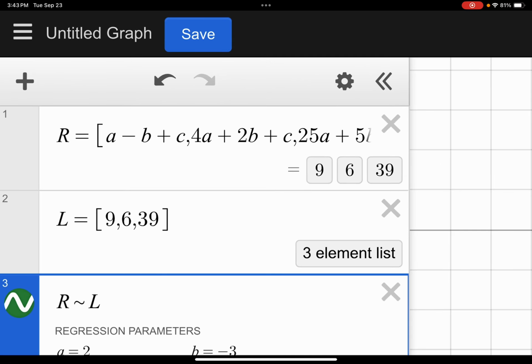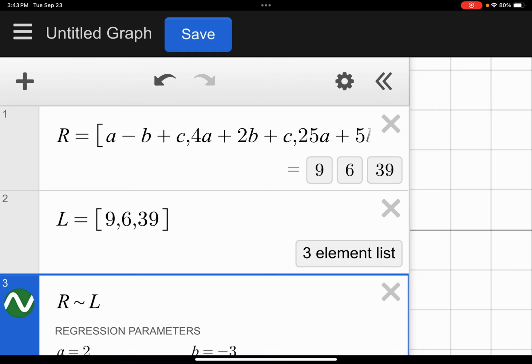I typed in each equation. The first one, if you remember, was A minus B plus C equals 9. So I typed in the A minus B plus C as the first position here in R, and then I put 9 as the first position in L. So it's the right-hand side and the left-hand side. Technically, the first one was the left-hand side and the second was the right-hand side, but it doesn't really matter because you can switch sides.